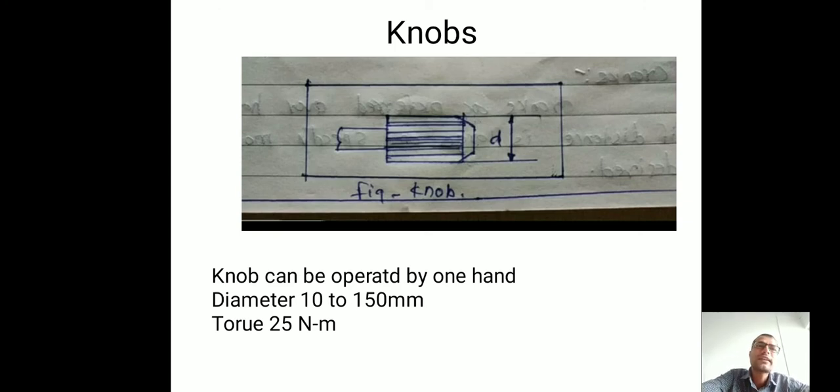Then the next control member is knobs. In a four-wheeler and in many places we have observed these knobs. Correct? In a sound system also, to increase or decrease volume, knobs are there. Related to the regulator of a fan, knobs are there.